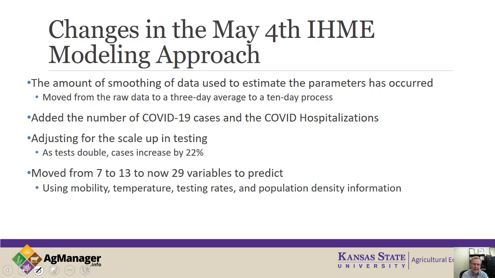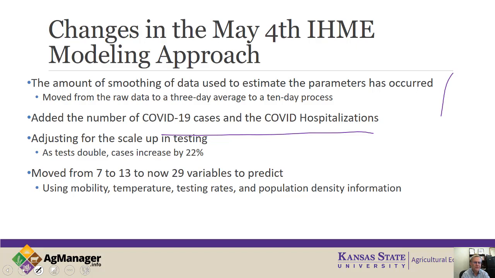Essentially, some of the major changes that occurred from the previous modeling approach to the one released on May 4th. A lot of smoothing occurred in the data to estimate the parameters. Originally, they were using raw data, then they moved to a 3-day average, and now they're using a 10-day process in order to estimate the model. They've also added a number of variables. For example, they've added the number of COVID cases. They've added the COVID hospitalizations. The goal there is to take that information and use that to predict deaths a period of time later.